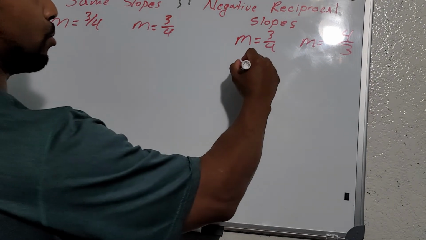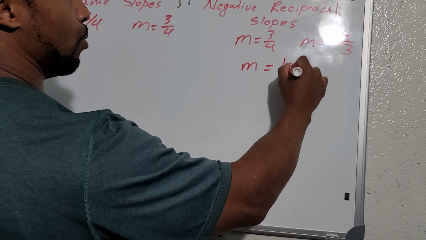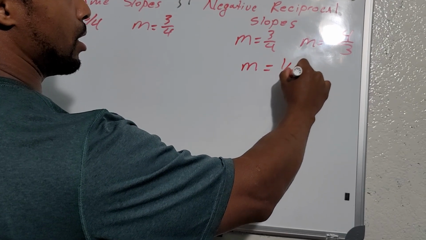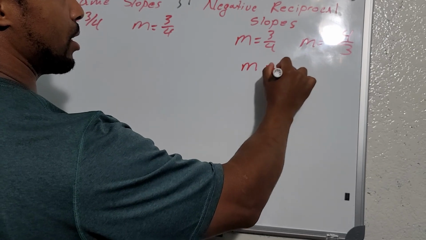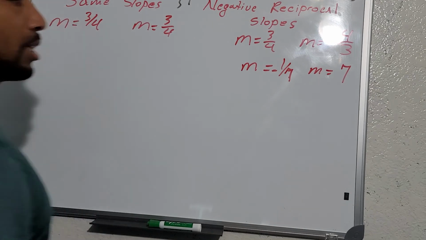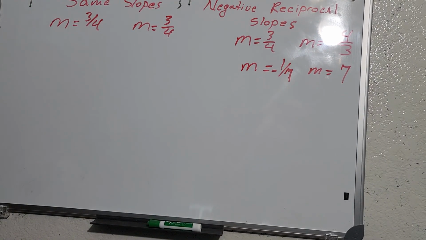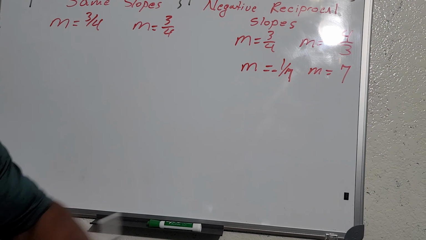Another example would be m is equal to, say for instance, negative 1/7. And the other slope would be a positive 7. You see how I went from a fraction to an integer? Because the slope is understood to be 1 here already.